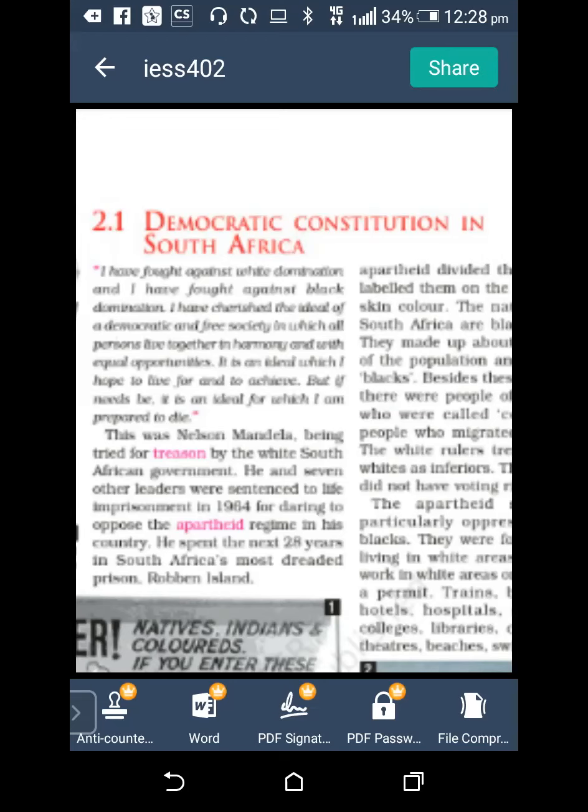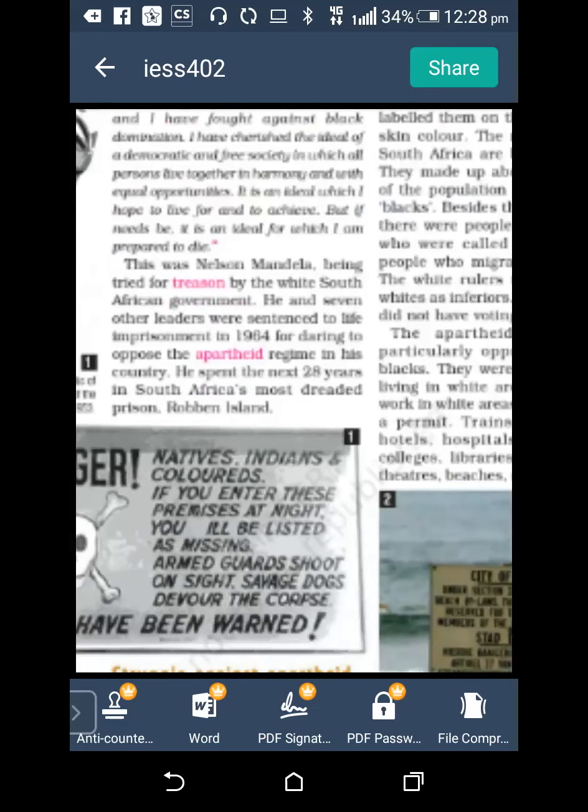And who was he? This was Nelson Mandela, the first president of South Africa, independent president of South Africa. This was Nelson Mandela being tried for treason. Treason matlab gaddari by the white South African government. He and seven other leaders were sentenced to life imprisonment in 1964. He had to go for imprisonment in 1964 for daring to oppose the apartheid regime.